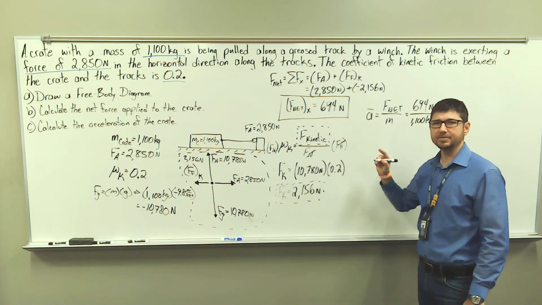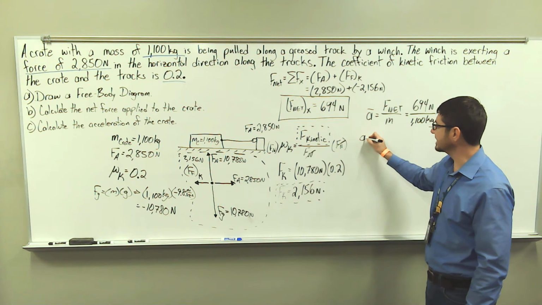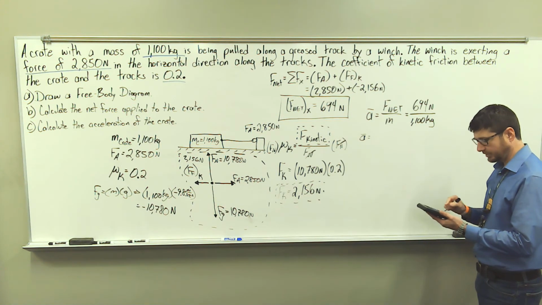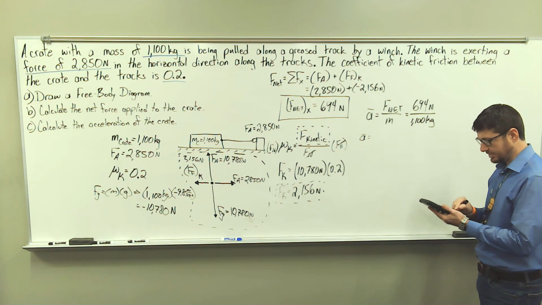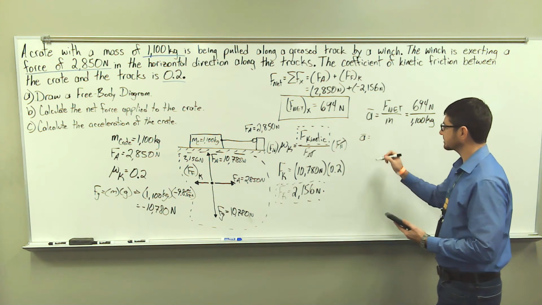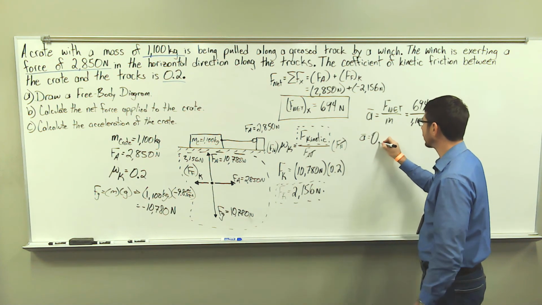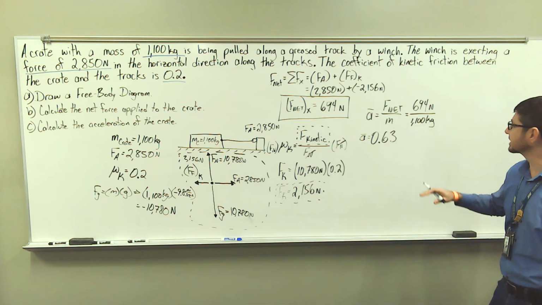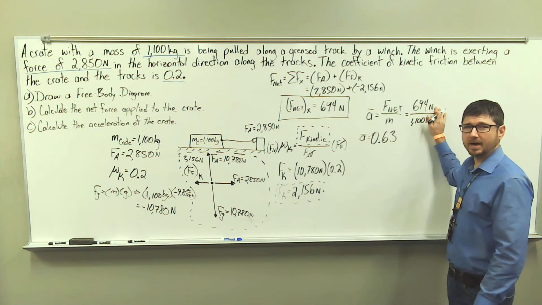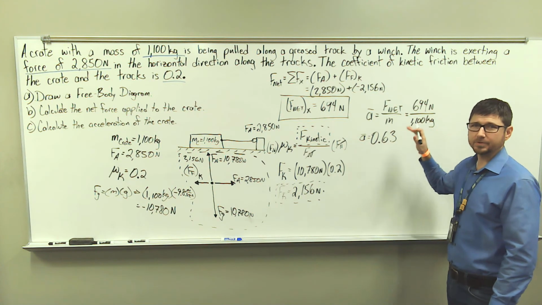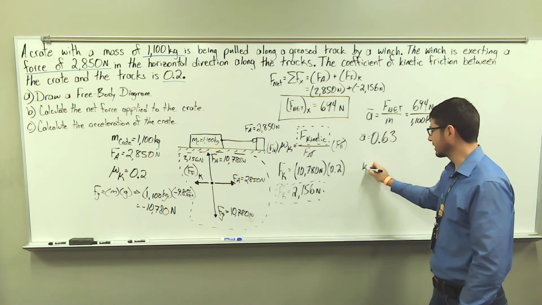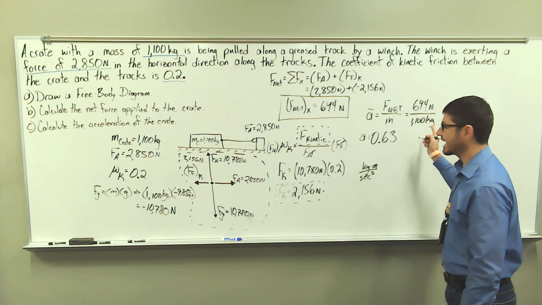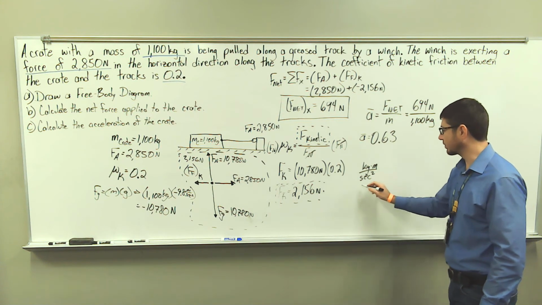Let's take a look at the numerical value first, and then we will talk about the unit value. So 694 divided by 1,100 is equal to 0.63. Now let's take a look at the units. In my numerator, I have the unit of Newton, and we know that 1 Newton is a kilogram meter per second squared. And in my denominator, I have kilograms.